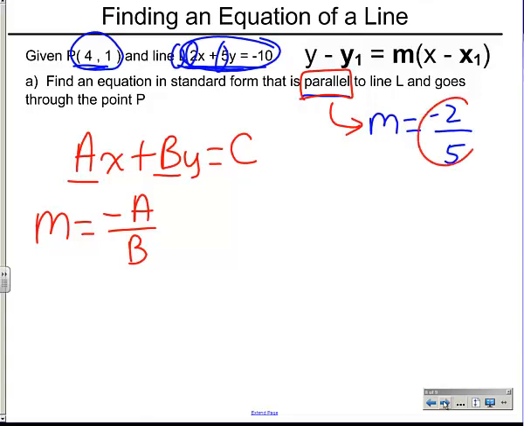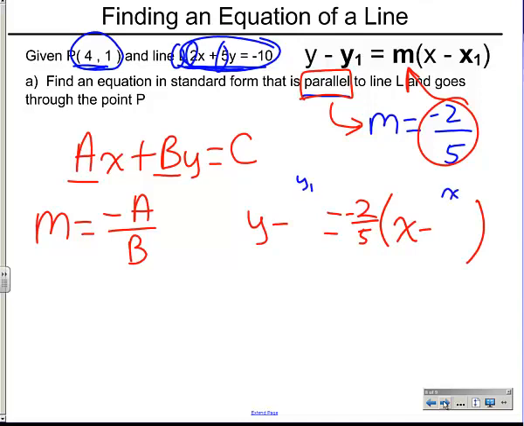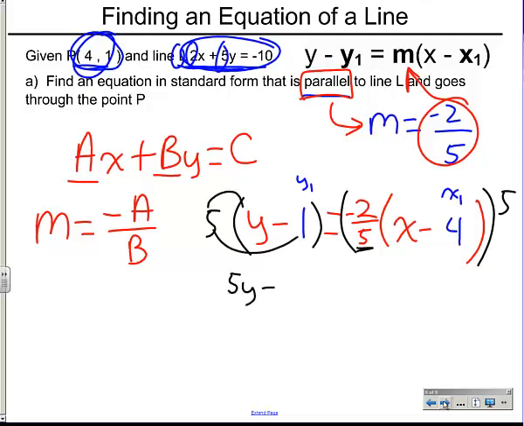So I can take this negative 2/5 and drop it in my equation, negative 2/5. Put my x in there, my minus, put my y in my minus. All I got to do now is put my y1 and my x1, and that comes from (4, 1), the y value being 1, the x value being 4. Now before I distribute, I want to get rid of this 5. I want to clear my fraction, so I'm going to times by 5 on both sides. Times by 5. 5 times y is 5y. 5 times negative 1 is negative 5. I still have a negative 2 times x minus 4.